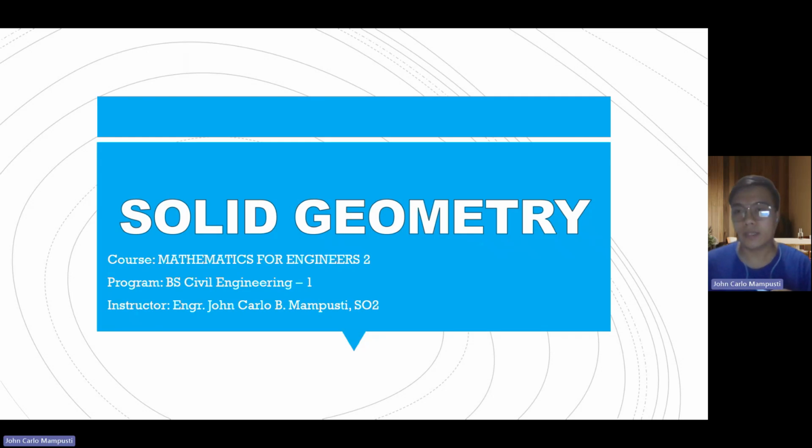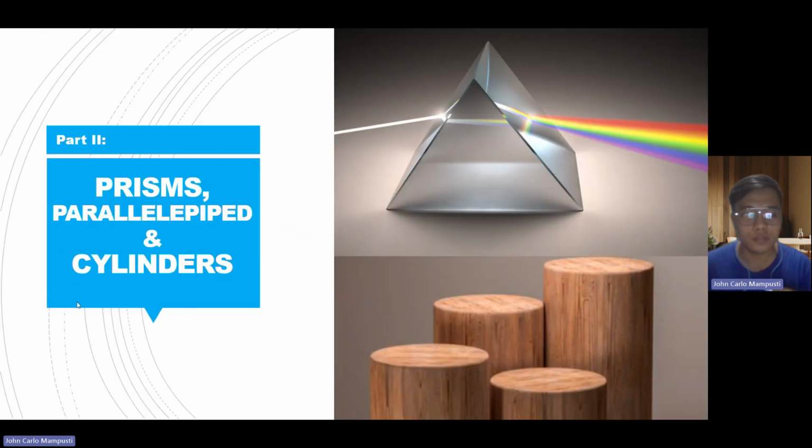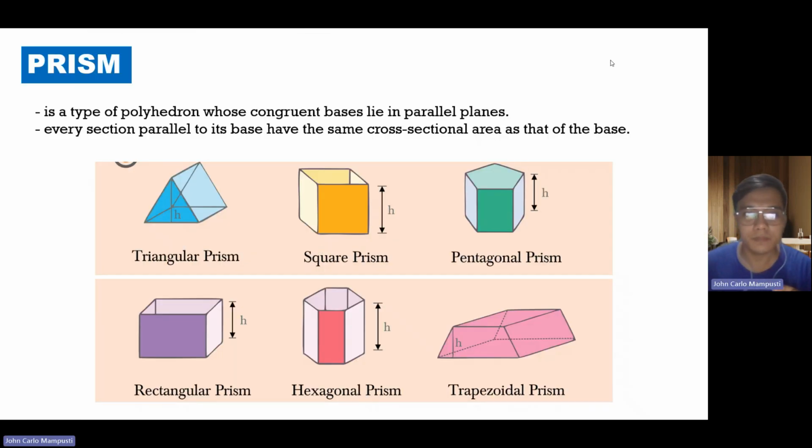Okay, we're done discussing the regular polyhedron. So let us now move on to part two of our discussion, which is the prisms, parallelepiped, and cylinders. When we say prism, a prism is a type of polyhedron whose bases lie in parallel planes.